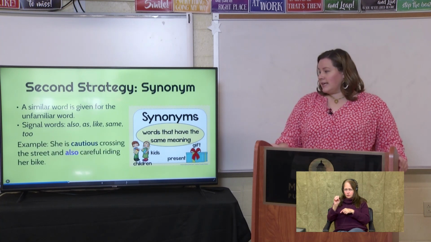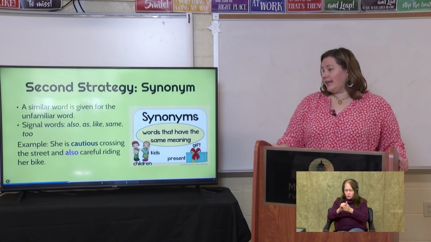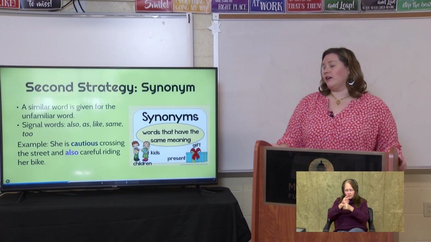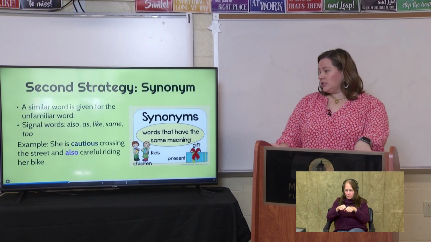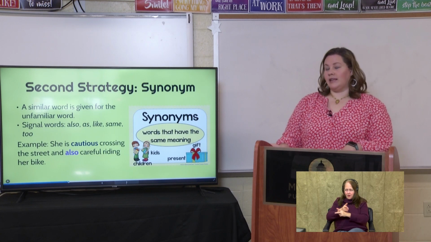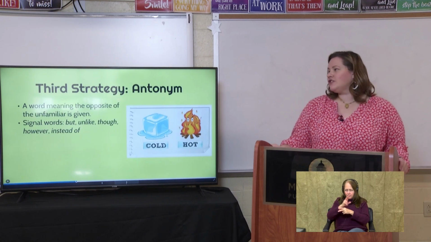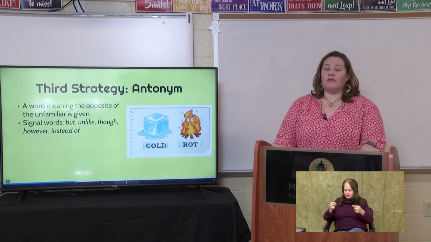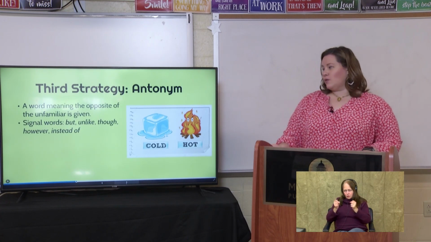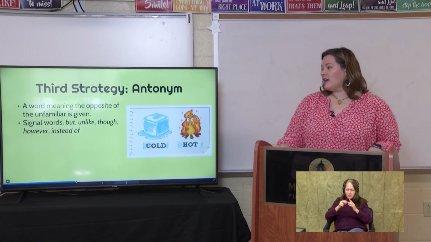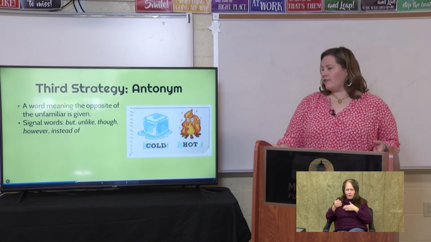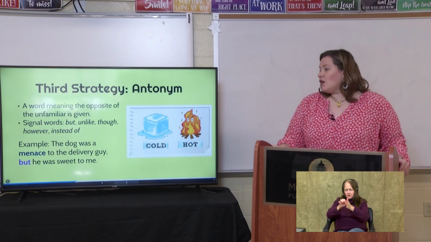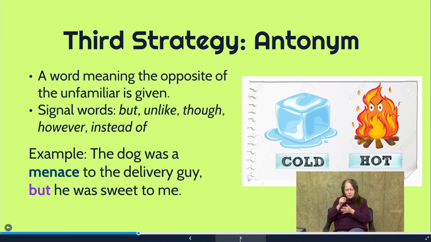So for an example, she is cautious crossing the street and also carefully riding her bike. So we have cautious and we have careful. We have synonyms in that sentence. The third strategy is antonym, which means that the word meaning the opposite of the unfamiliar word is also given. Signal words might include but, unlike, though, however, and instead of. So the example says, the dog was a menace to the delivery guy, but he was sweet to me. And that is the indication right there that there is something different coming.